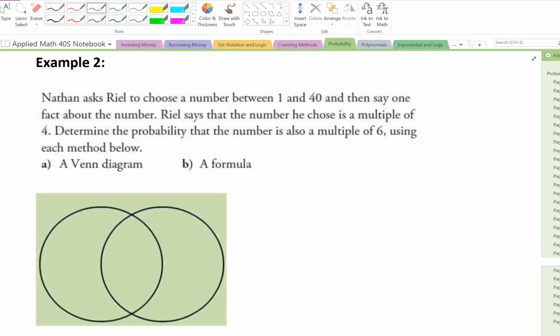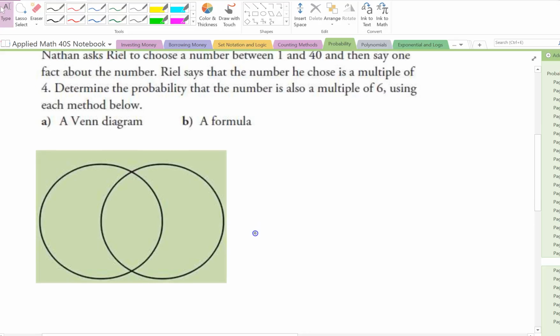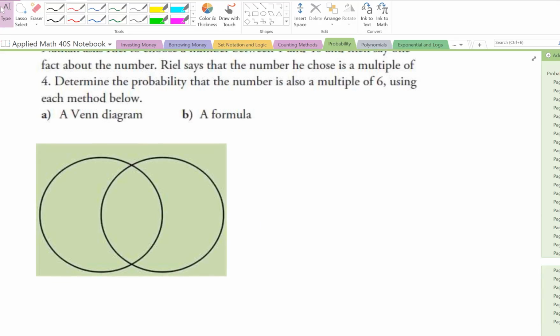Nathan asks Riel to choose a number between 1 and 40, and then say one fact about the number. Riel says that the number he chose is a multiple of 4. Determine the probability that the number is also a multiple of 6, using each method before. Alright, so for A, using a Venn diagram, we've got multiples of 4, and we've got multiples of 6. Right? So if we look at our numbers between 1 and 40 that are multiples of 4 and multiples of 6, there are some that are both multiples of 4 and 6. So take a moment to fill out the diagram, and I'm going to do that as well.